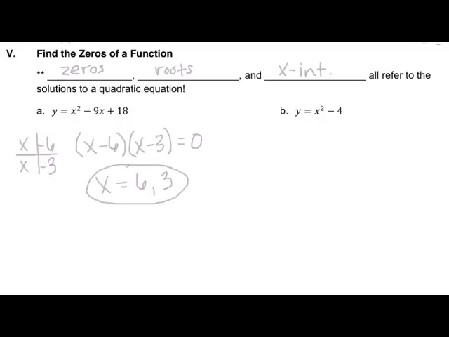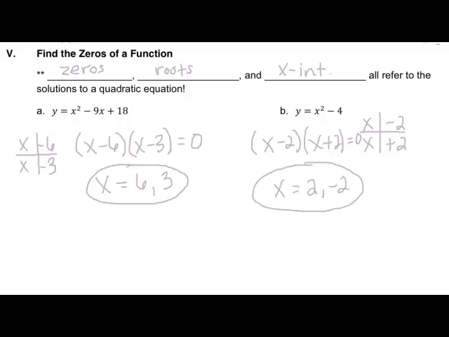For part B, again, solving the equation. First we want to factor x squared minus 4. Notice perfect squares, so x and x. We have subtraction, so it's going to be negative 2 and positive 2. Cross multiply, our middle term cancels out, which is exactly what we want. So we have x minus 2 and x plus 2, again equal to 0. If we set both of those equal to 0, we get x equals 2 and negative 2.